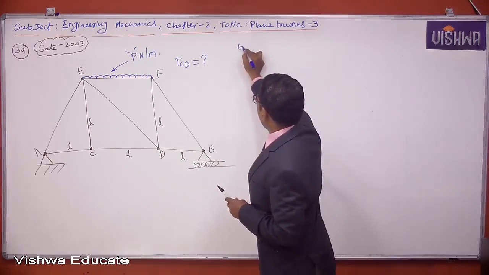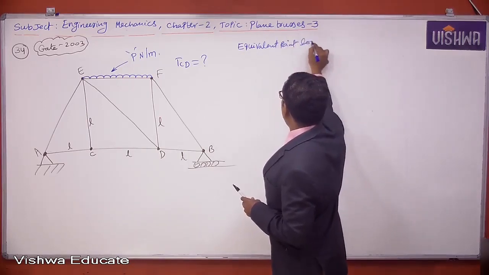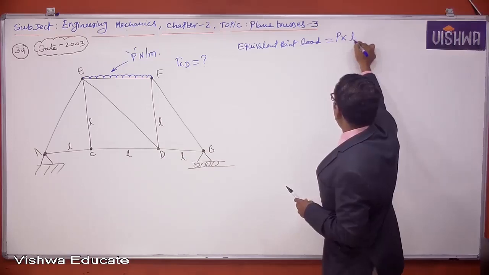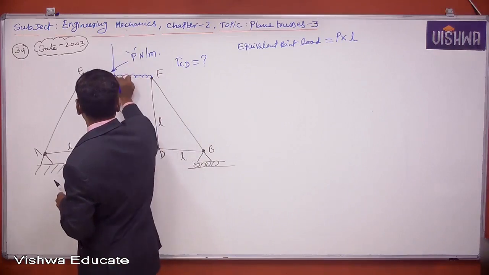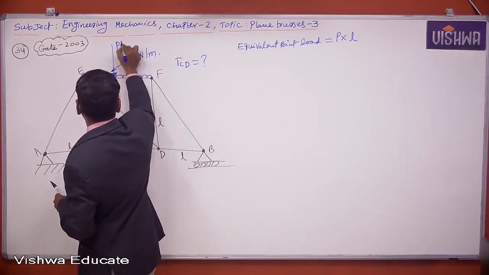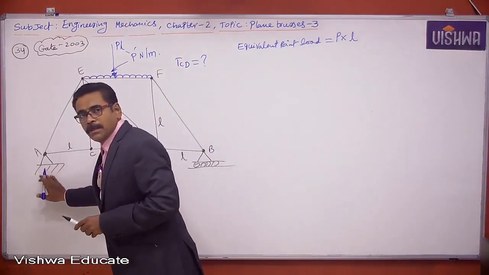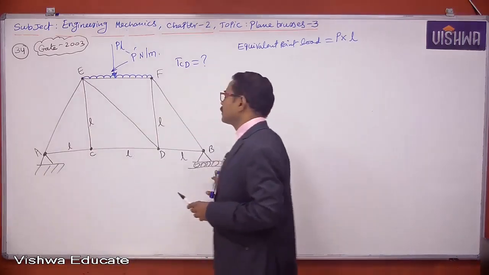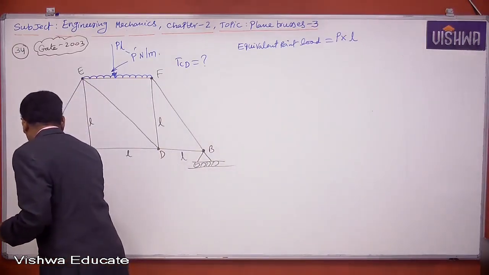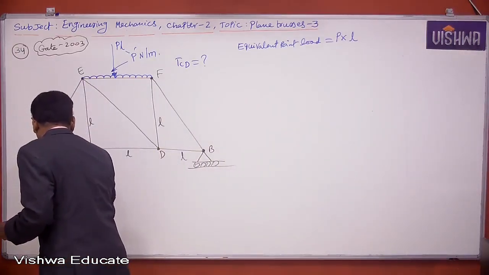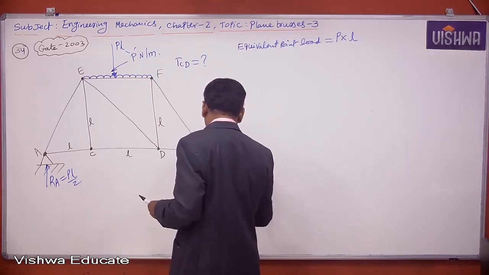Right. First, let us try to find the equivalent point load of that UDL. Equivalent point load is equal to UDL into distance, P into L, and that equivalent point load could be assumed as acting through the centroid of the loading. So a point load is acting at the center of the truss. So half of this load will be acting on this support, and the remaining half will be here, because the load is exactly acting at the center. So definitely I can say RA is PL by 2 and RB is also PL by 2.